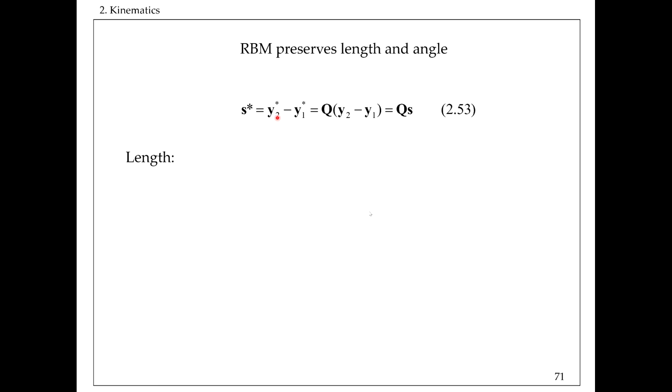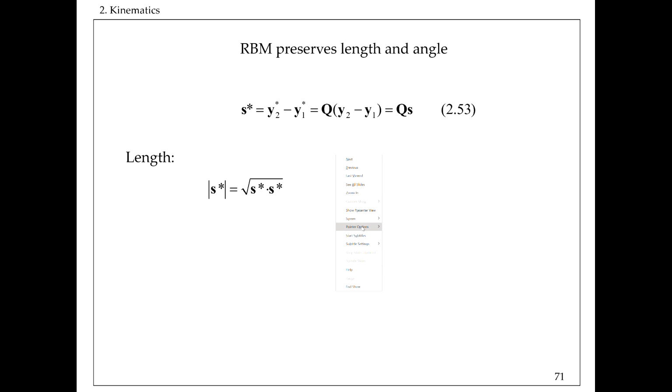This is a straightforward operation. Now we're going to calculate the length of S star. So we calculate the dot product, and then don't forget to take the square root of that. And so now we can use equation 253 to substitute it here.